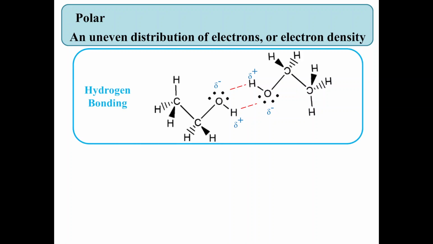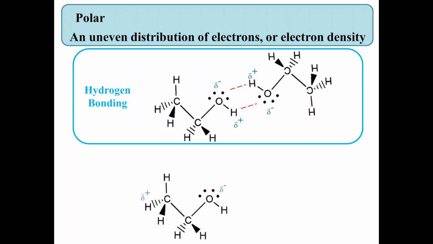bonding. Hydrogen bonding occurs whenever you have a nitrogen, oxygen, or fluorine with a hydrogen connected to it interacting with another nitrogen, oxygen, or fluorine with a hydrogen connected to it. And as I said, this is probably the more predominant way that ethanol would interact with another ethanol molecule.